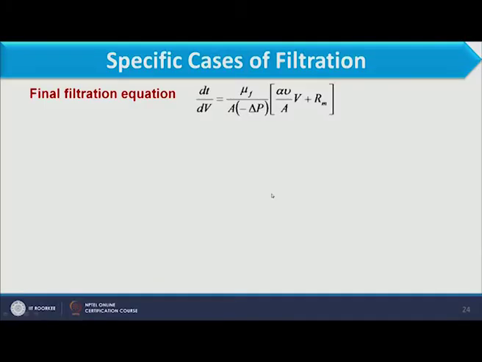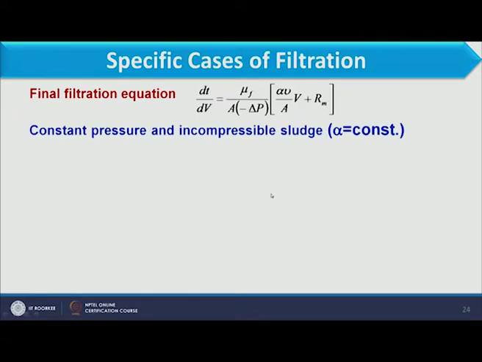Now we will consider different cases for filtration, like constant pressure, constant rate, as well as compressible and incompressible. So here we have 4 different cases, and for these cases we will define the filtration equation which we have just derived. The final filtration equation we have derived in this form, and we will use it for further cases. The first case is constant pressure and incompressible sludge. So you understand, for incompressible sludge the alpha value should be constant.